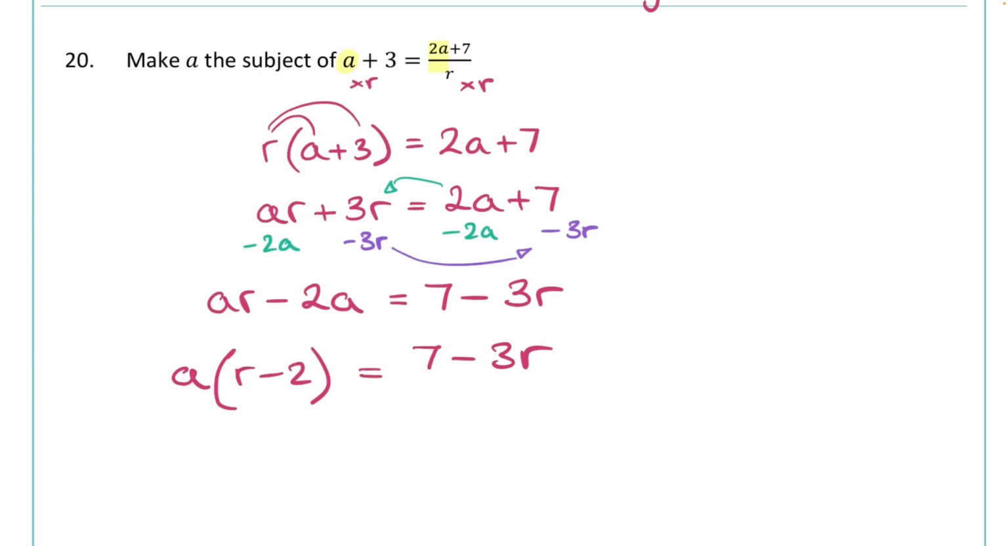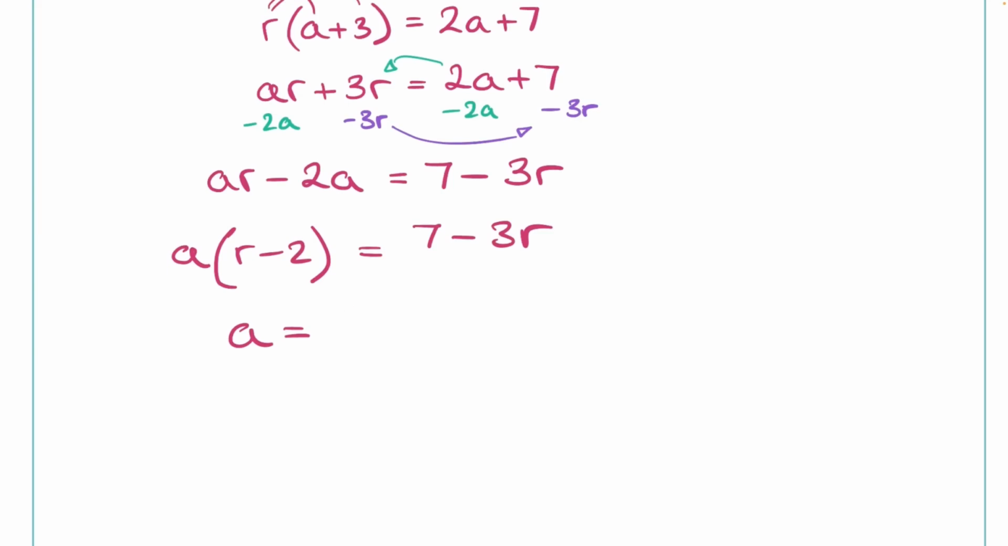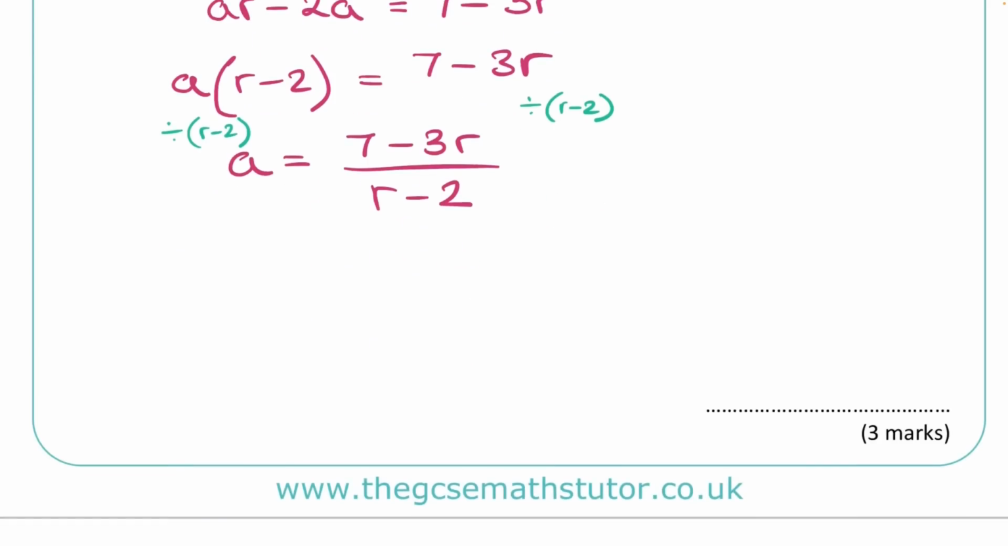And to finish it off, so that A is on its own, isolated, and then the subject, we just divide by the bracket R minus 2. And there we go, that was our final step. We're dividing by R minus 2 on both sides. And there we go, A is now the subject, and that's the little formula there that we want to write on our dotted line. So A equals 7 minus 3R over R minus 2.